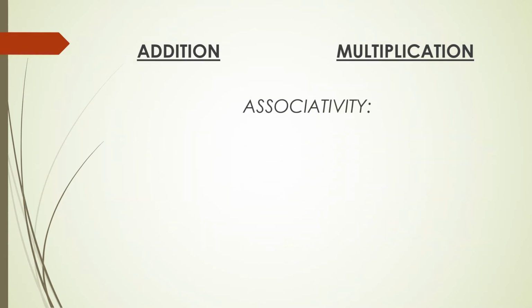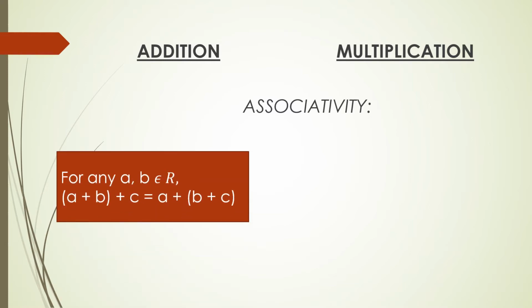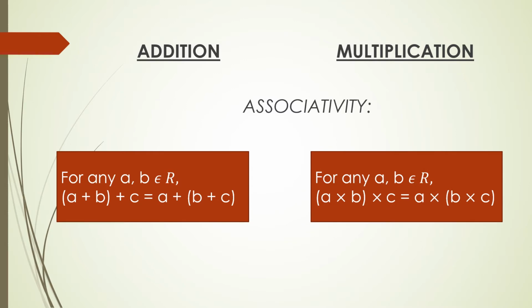The next property is associativity. Like addition, multiplication has the associative property. Under addition, for any a, b, c element of R, the quantity a plus b, plus c, equals a plus the quantity b plus c. While for multiplication, for any a, b, c element of R, the quantity a times b, times c, equals a times the quantity b times c.